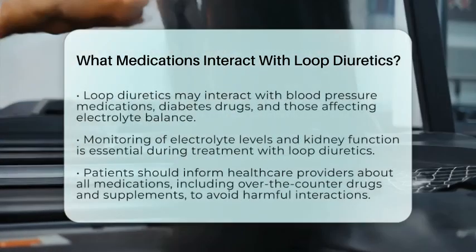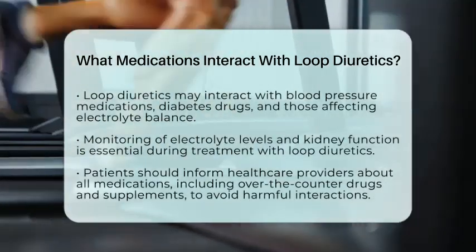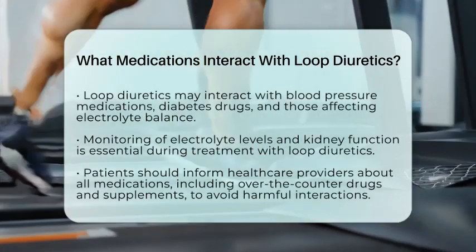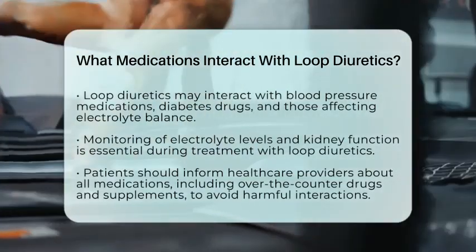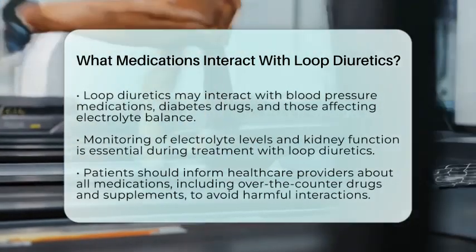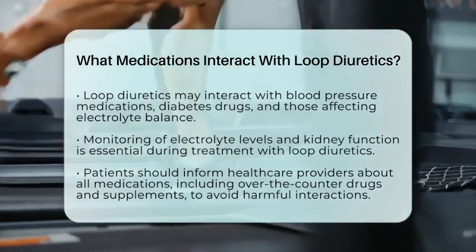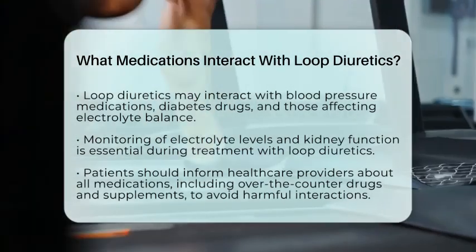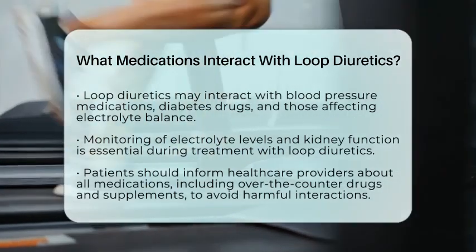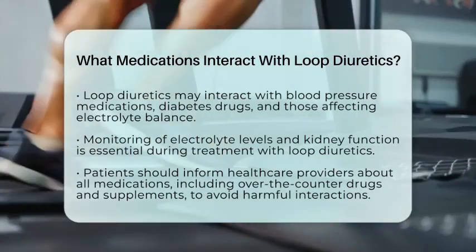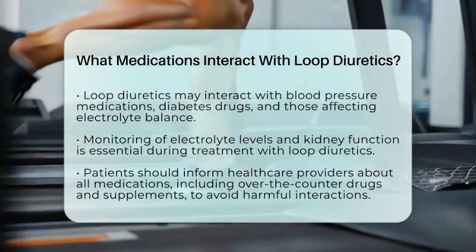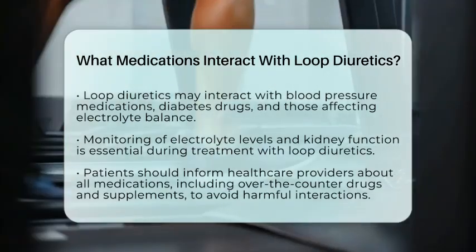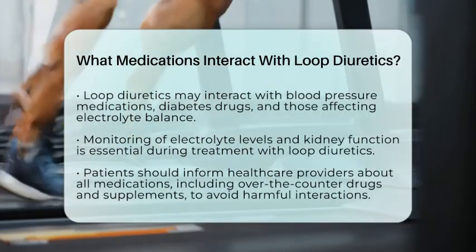Loop diuretics may also interact with various other medications, including certain blood pressure medications like angiotensin-converting enzyme inhibitors and beta blockers, diabetes medications, and drugs that affect electrolyte balance. These interactions can alter drug levels or increase side effects such as low blood pressure, dehydration, or electrolyte disturbances.